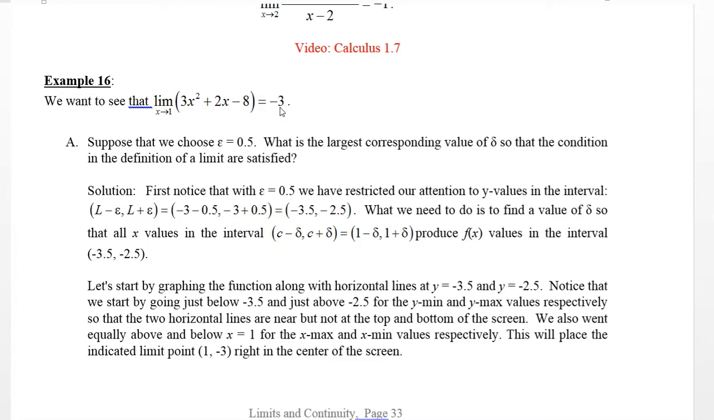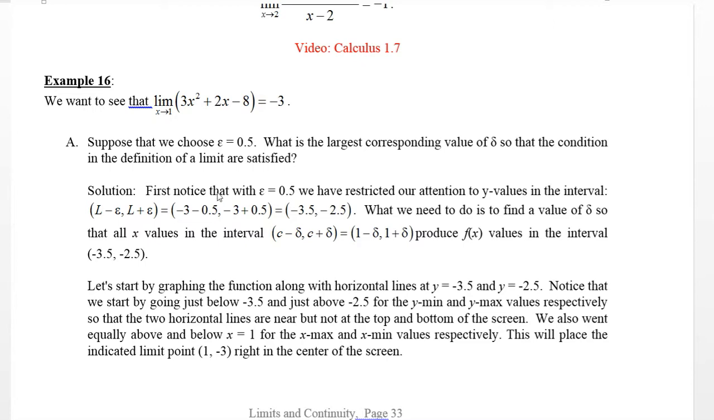How can we show this? Well, suppose that somebody chooses an epsilon value of 0.5, which they're basically claiming means we're off by 0.5 in our value of the limit. What would be the largest corresponding value of delta that we could use so that the conditions in the definition of limit are satisfied? So that's our task, to come up with this delta that will work, and the largest one.